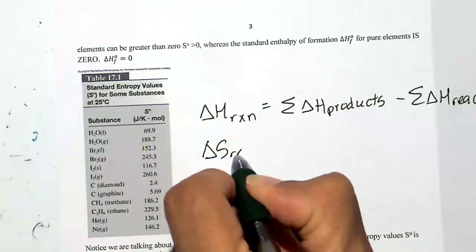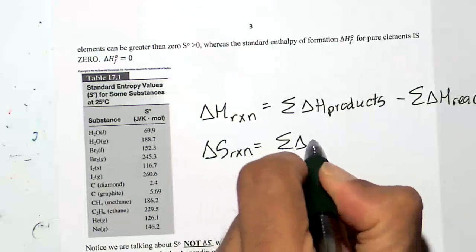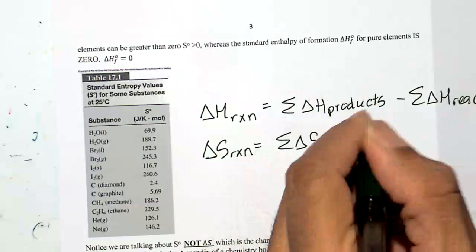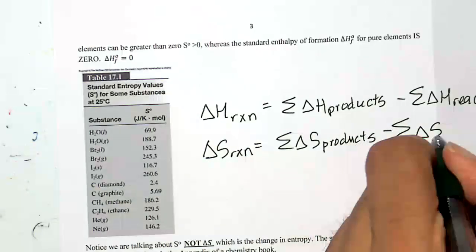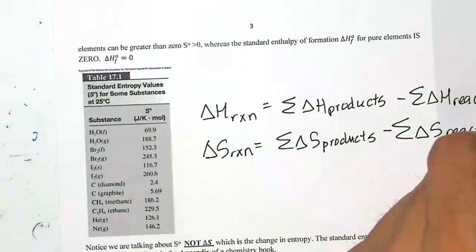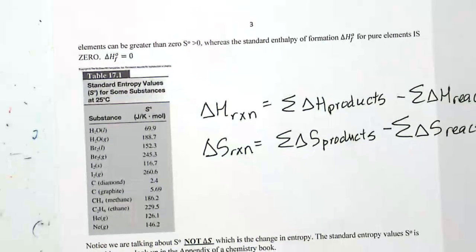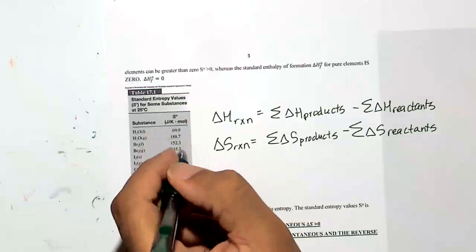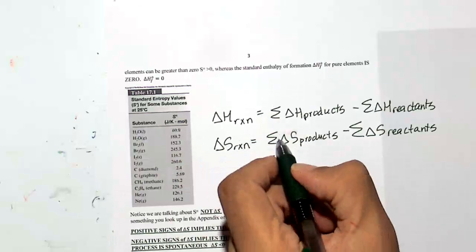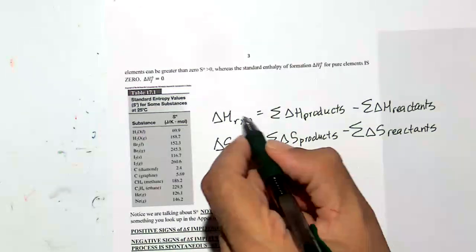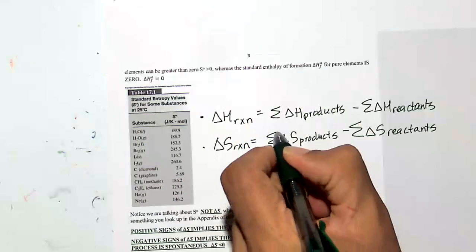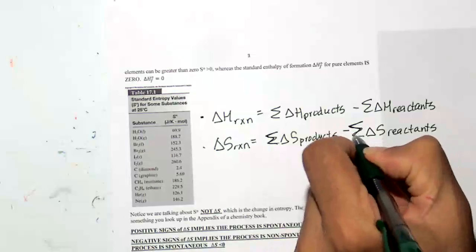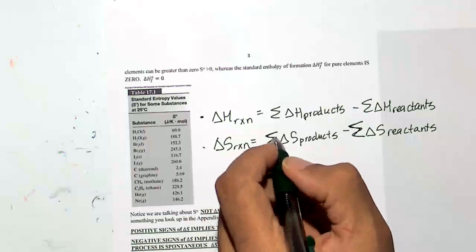So it's the same thing here. You'll use a lookup table. You look up these values on the table, and then you sum up the products and you sum up the reactants. This is what we learned in Gen Chem 1. We continue the same. This is looking at the change in entropy. This sigma means sum.